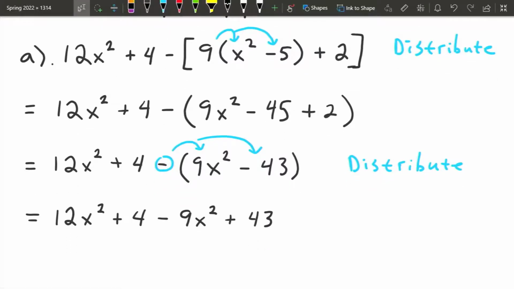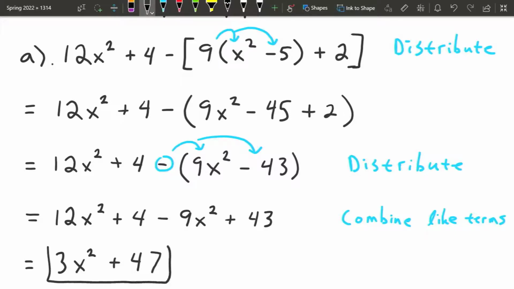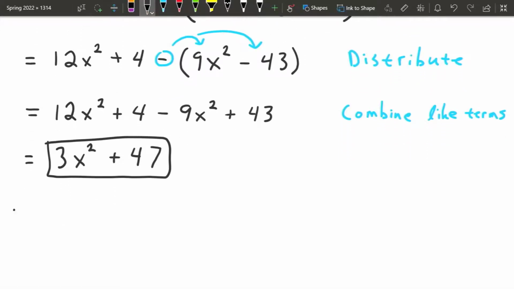Now we can see what are like terms in this case. Notice how there's x squared, so we can combine the like terms and also the numbers together. When I put together 12x squared with negative 9x squared, 12 minus 9 is 3, so we have 3x squared. And then when I put together 4 plus 43, that's going to be plus 47. All right, so that's one example of combining like terms. Let's look at another one here.